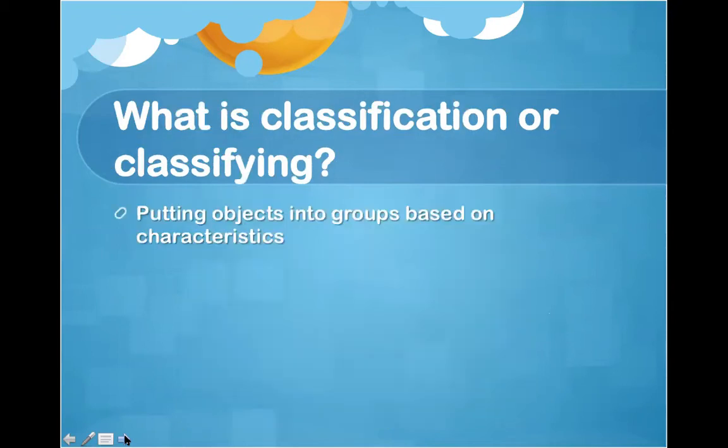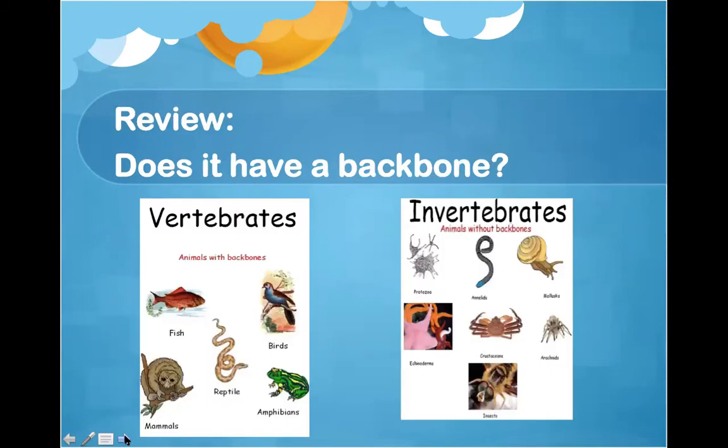Last week we talked about classification, or classifying animals. What is classification? Putting objects into groups based on their characteristics. What kind of things do they have in common? Just to review, we talked about the initial way that scientists looked at all living animals. They asked, do they have a backbone? Do they have a spine? Animals with a backbone, we call vertebrates. Like fish, reptiles, mammals, amphibians, birds, probably the animals that you think of most typically are vertebrates.